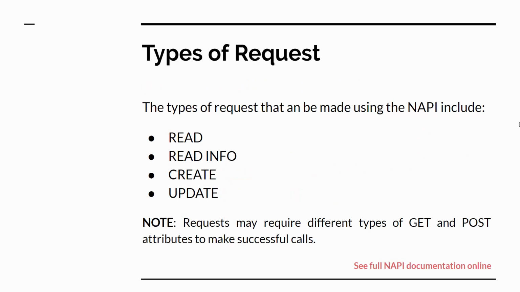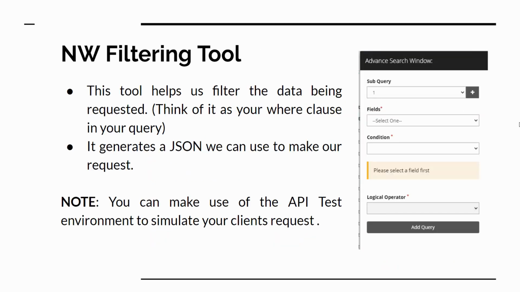The types of requests you can make with the NASSCO API are read request, read info request, create request, and update request. We'll see in detail the types of reads and the types of creations you can do in a future video. But for now, these are the 4 types of requests you can make to the NASSCO MIS using the API.